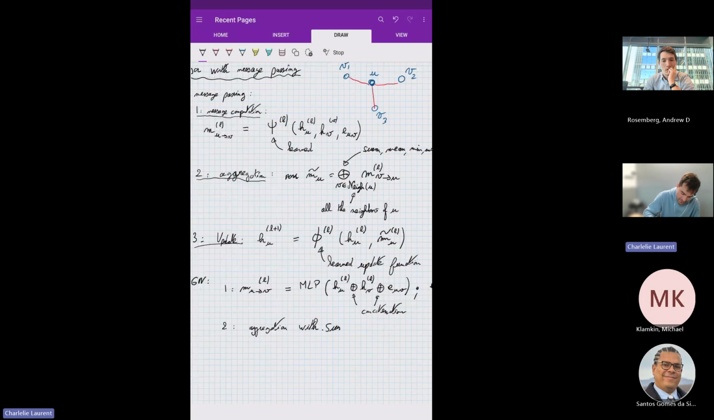So you do aggregation with sum, and finally for the update, it's a similar update as for the edge. So there is a residual connection. You take the same node input feature and you add an MLP to it.